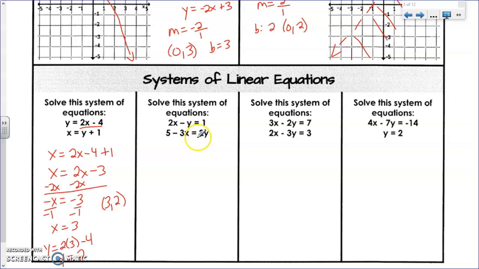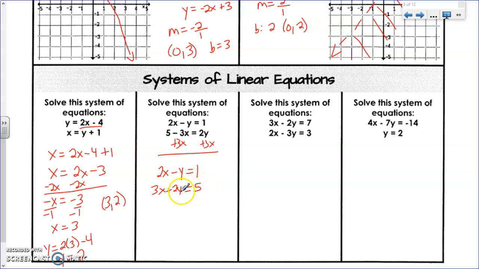Okay, elimination. So here, if we want to get these lined up, we're going to need to add 3x to both sides. And I'm going to have it just like this. So I have 2x minus y equals 1. And then over here, I'm going to have 5 equals 3x plus 2y. Okay? So 3x plus 2y equals 5, and then this.